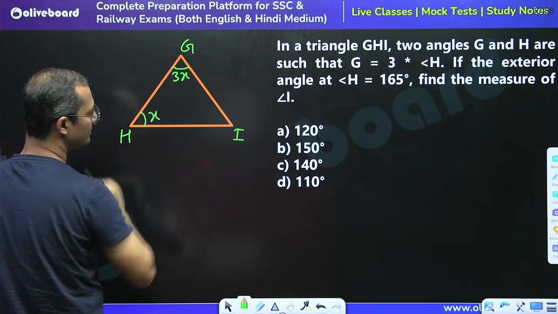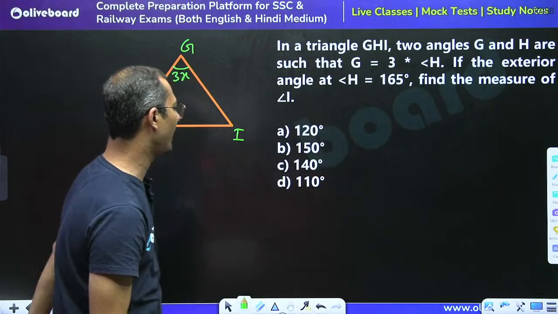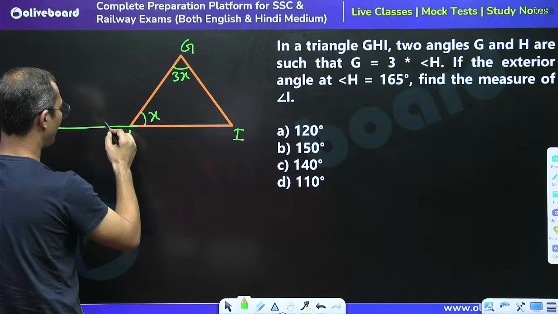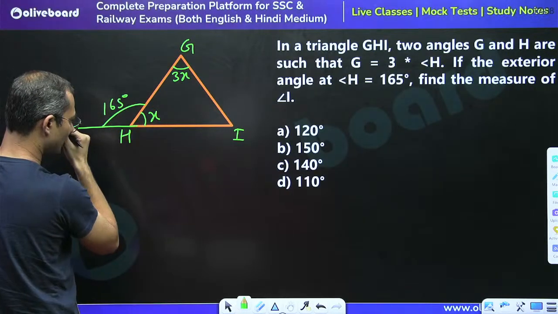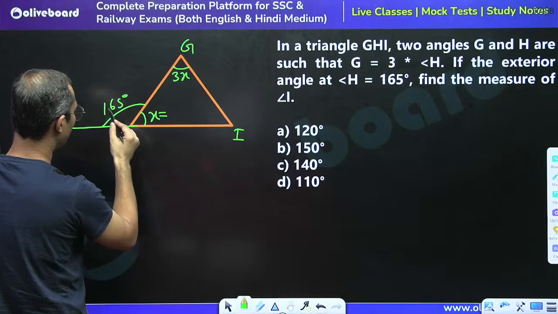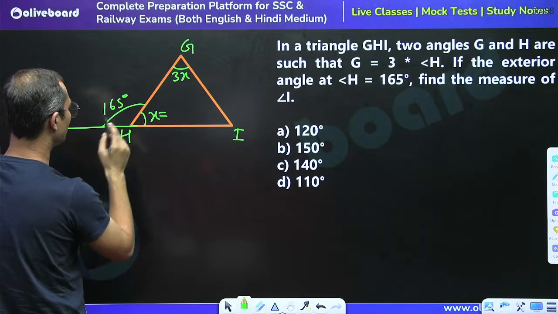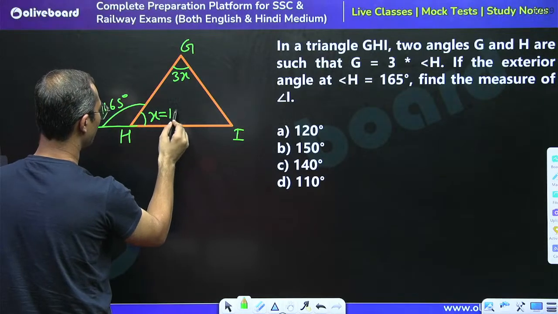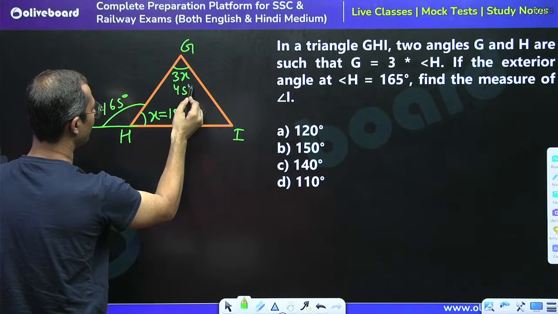3x, right? And now the question is saying the exterior angle of H, this is the exterior angle, is equal to 165, right? So we can say that x is equal to 180 minus 165, which is equal to 15 degrees, right? So 3x is equal to how much? 45 degrees. Is this clear?